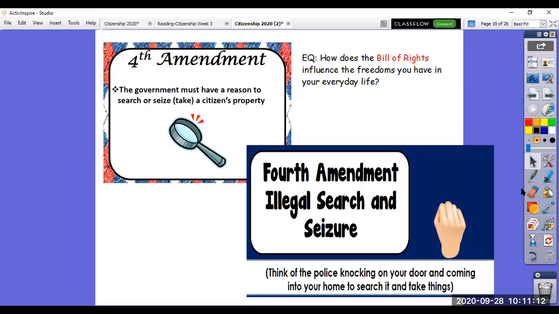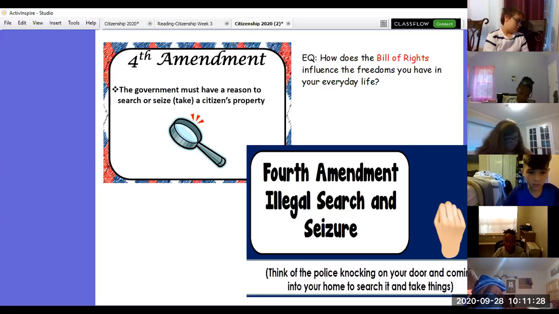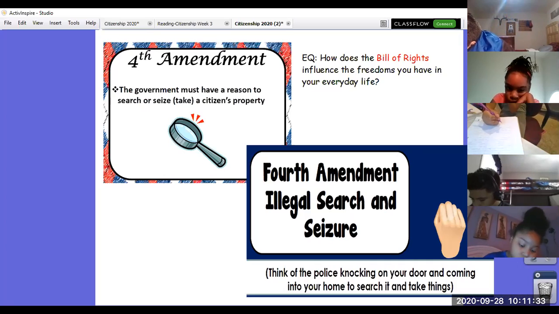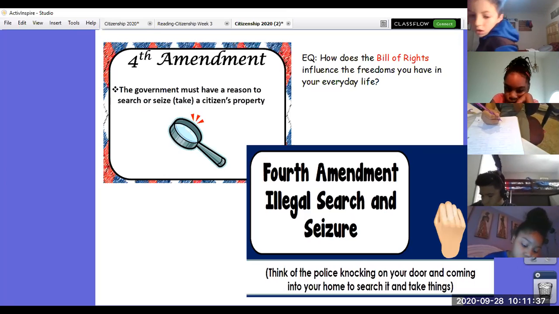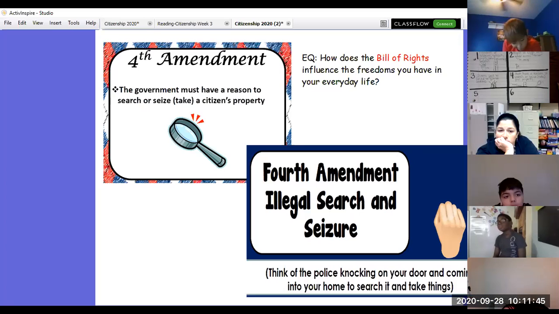Okay, they have to have a warrant or a reason to search or to take things that belong to you. For example, if you were someone involved in a criminal case, they could get a warrant to come to your home and look through your things to see if they could find any evidence. But they have to go to a judge and get the warrant first. And sometimes the judge is going to tell them no. You don't have grounds to search or seize their property. Okay, all right. Any questions on number 4? Amendment number 4, and it's the knocking, like a police officer knocking on your door.